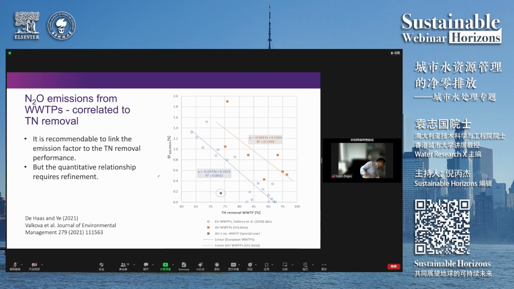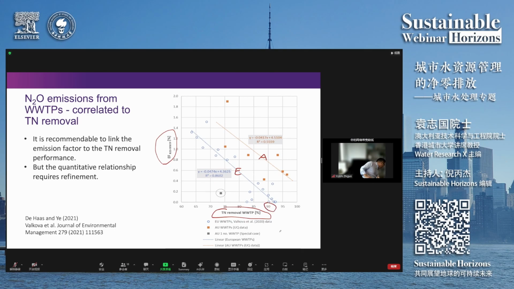So this graph is quite interesting, generated based on two sets of data. The blue is the European data, and the brown color is Australian data. Although the data are separate, nevertheless the trend is relatively similar. The vertical axis is the emission factor, and the horizontal axis is the total nitrogen removal efficiency of your treatment plant. So 90% means 90% of our nitrogen is removed.